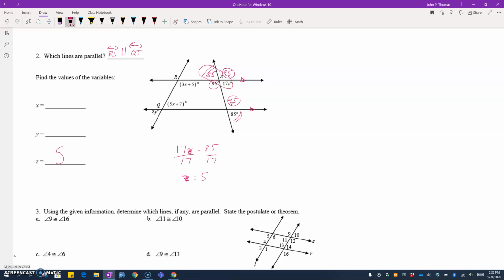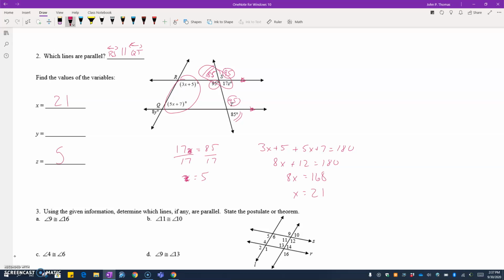Now I'm going to keep working through this, and the next one has these two angles, which are consecutive interior angles, and I have expressions for both of those. But we know if the lines are parallel, consecutive interior angles are supplementary. So I'm going to take 3x plus 5 plus 5x plus 7 and say that equals 180. That's 8x plus 12 equals 180. We can subtract 12 from each side, and that's 8x equals 168. Then we divide 168 by 8, and we get 21. So x is 21. That's my x value.